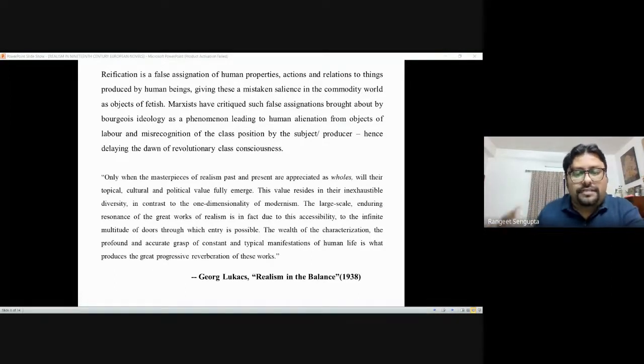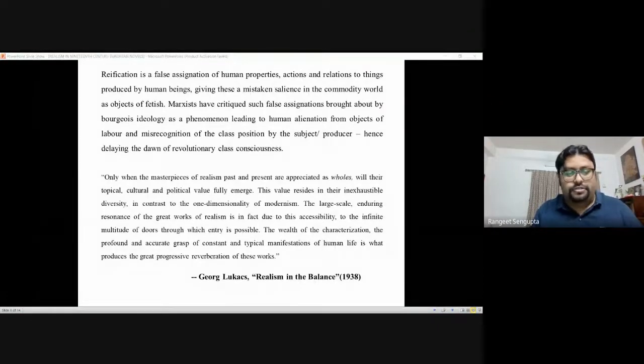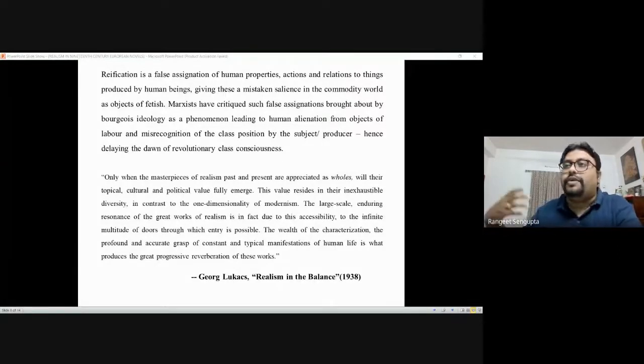The Marxists, like Lukács, have critiqued such false assignations brought about by what they claim to be bourgeois ideology, because this is a phenomenon that, according to them, leads to human alienation from objects of labor and misrecognition of the class position of the subject or producer, hence delaying the dawn of revolutionary class consciousness. It is interesting to note that for Lukács, the ideological orientation of great novelists like Balzac or Tolstoy is immaterial, as long as they remain true to the realist conventions of the novelistic form. We know that Balzac was a royalist and Tolstoy a landed aristocrat, Dostoevsky a schizoid, epileptic, mystic, Gogol a czarist, Flaubert an inveterate liberal.